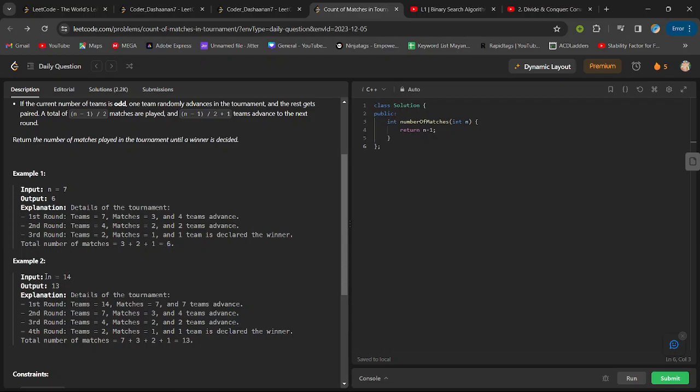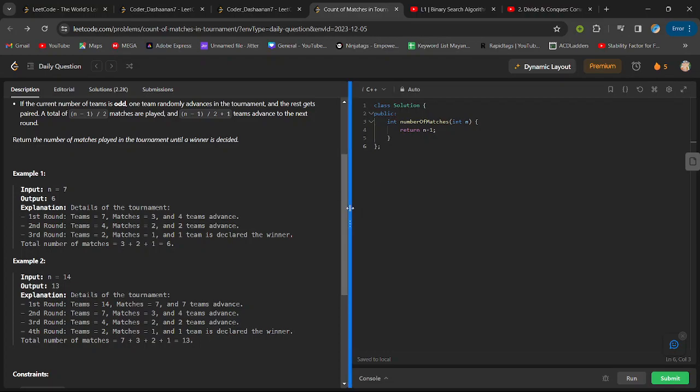In this case also, you can see when the input is 14, that is when the number of teams is 14, that's even, you get n minus 1 as output, because n minus 1 matches would be played, right? Because the last team will be declared the winner.